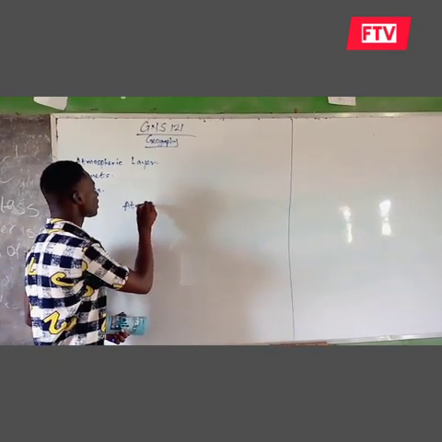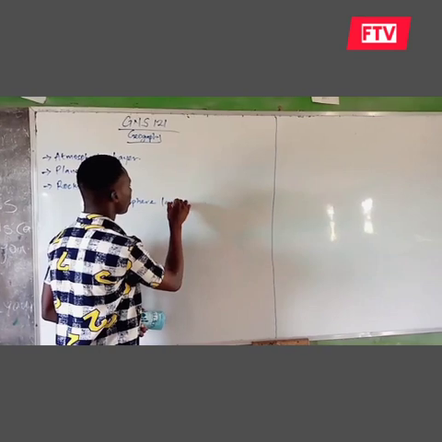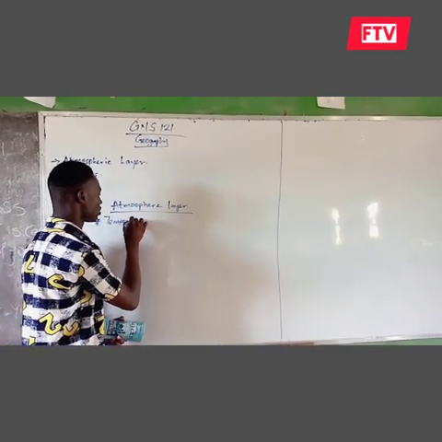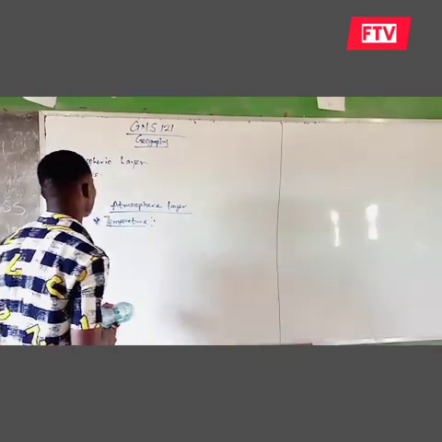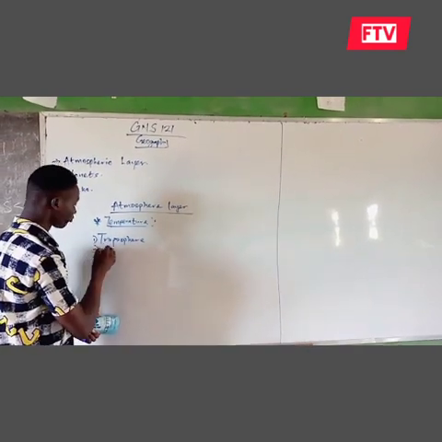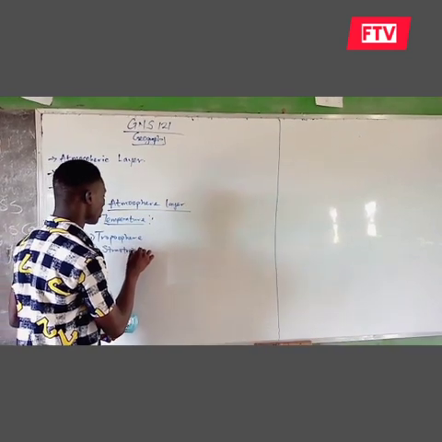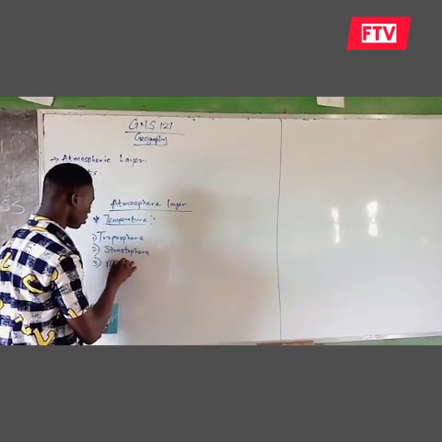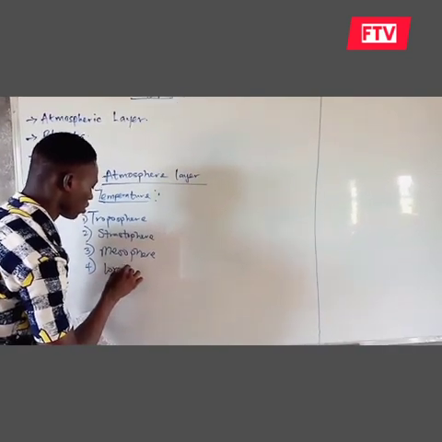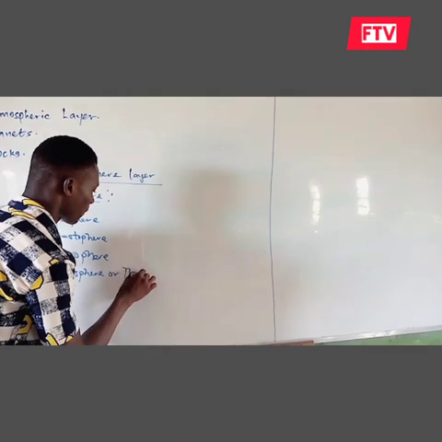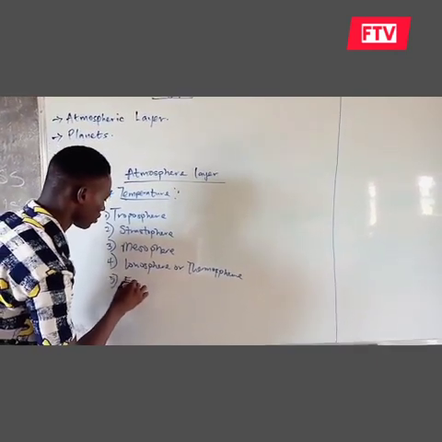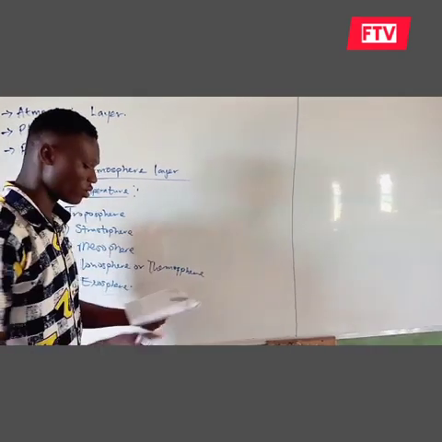Atmospheric layers are put into segments based on their temperatures. You should understand that they are based on their temperatures. The first one is the troposphere. The second one is the stratosphere, which is the second layer. The third one, mesosphere. The fourth one, ionosphere or thermosphere. And there's a particular layer which is about 50 kilometers above the Earth. It is named the exosphere. Now we're going to take these one after the other and explain.